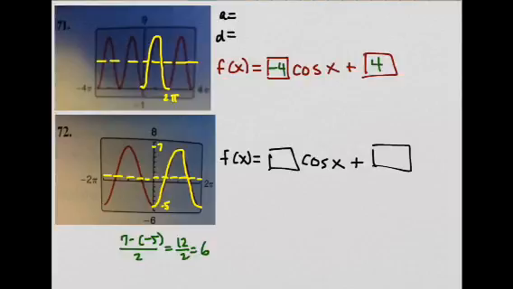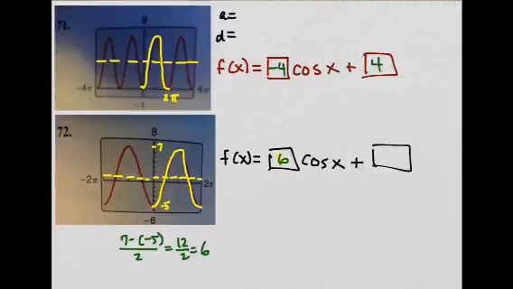Okay, so to get the amplitude, we look at the highest point on the graph and the lowest point on the graph. So the highest is at 7, the lowest is at -5. So we take 7 minus -5, we get 12, divided by 2 to get the average, and we get 6. So the amplitude is 6.